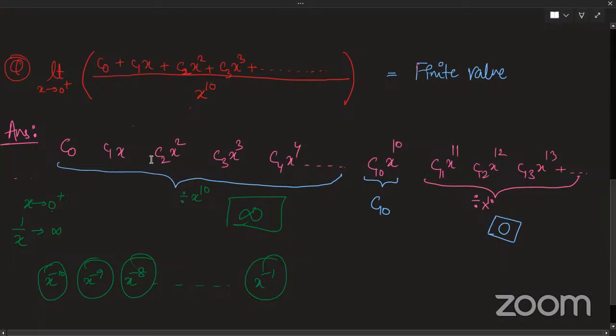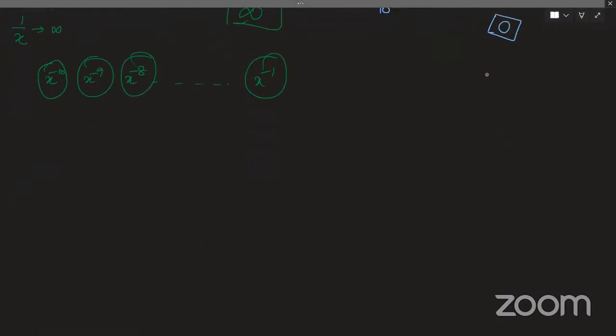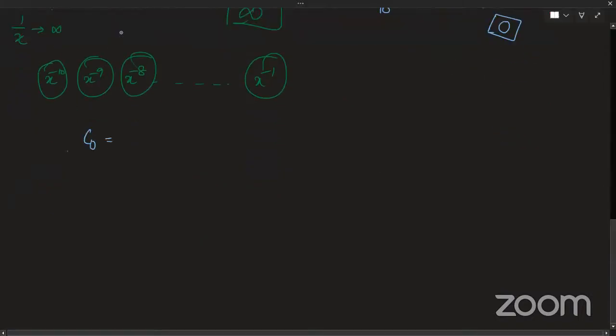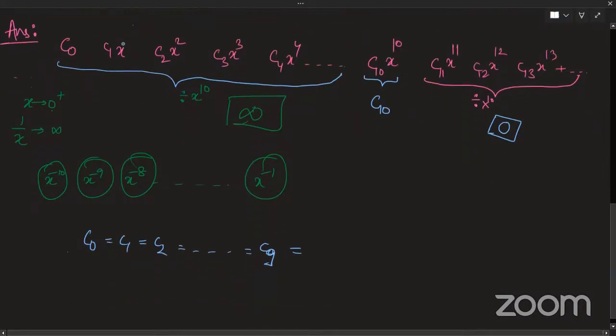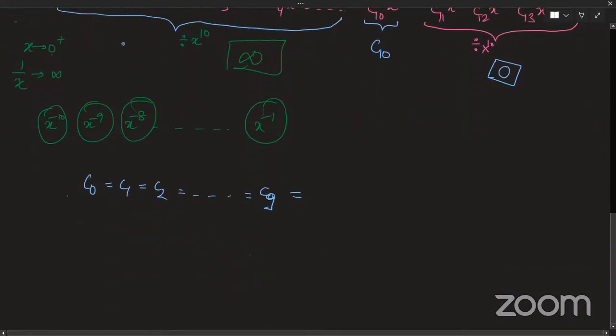If C0, C1, C2, C3, C4, so on till C9, all of these are making the limit infinity, what can I do so that I get a finite value of the limit? What can I do? Really simple. Just think in the basics. I will make C0, C1, C2, so on up to C9 equal to what value?